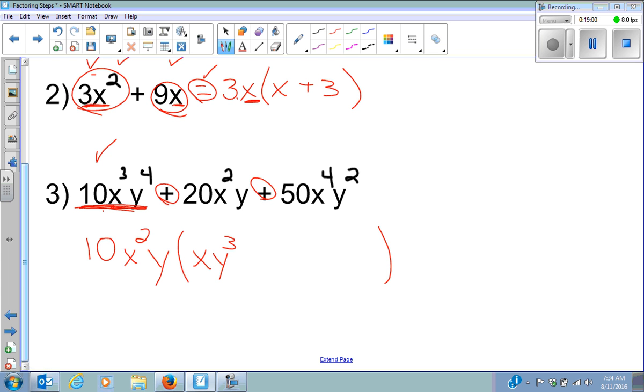This is how it is. This is what you do. This is how you can self-check by going and making sure this times this gets me that.